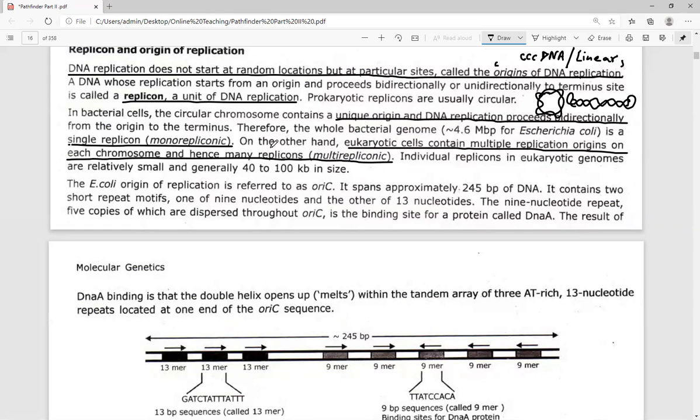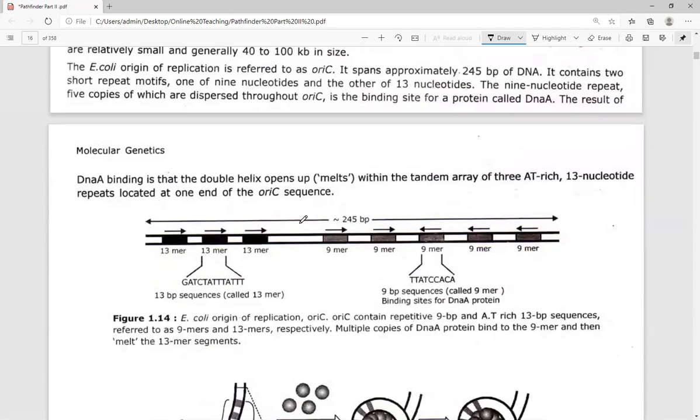Now, next point. In E. coli, the origin of replication is referred to as oriC. When you look at the E. coli origin of replication, this is commonly referred to as oriC. It has two different types of conserved sequences. One is referred to as the 13-mer consensus sequence. These are 13-nucleotide sequences, and they are called the 13-mer sequences.